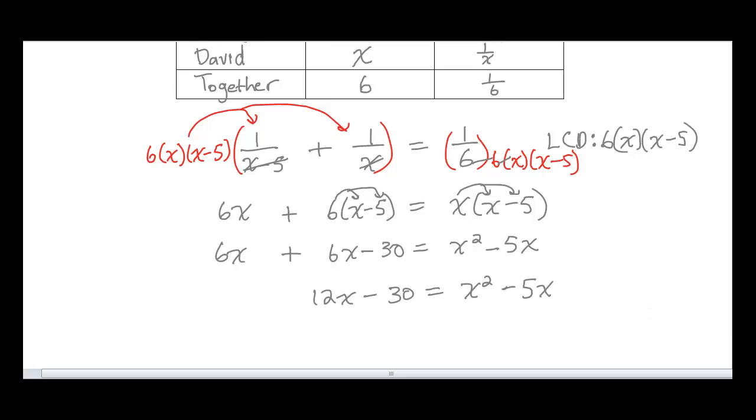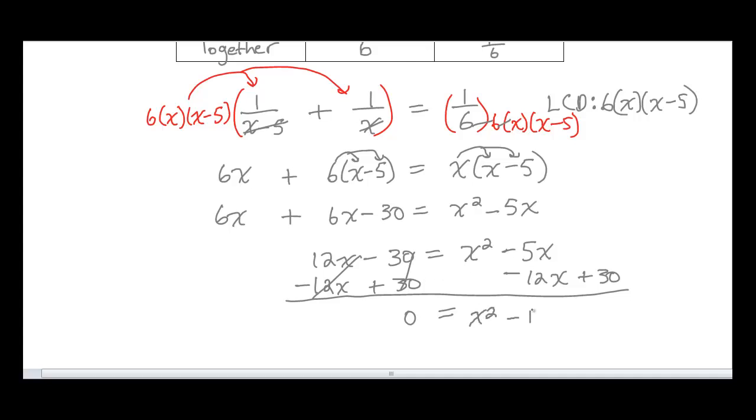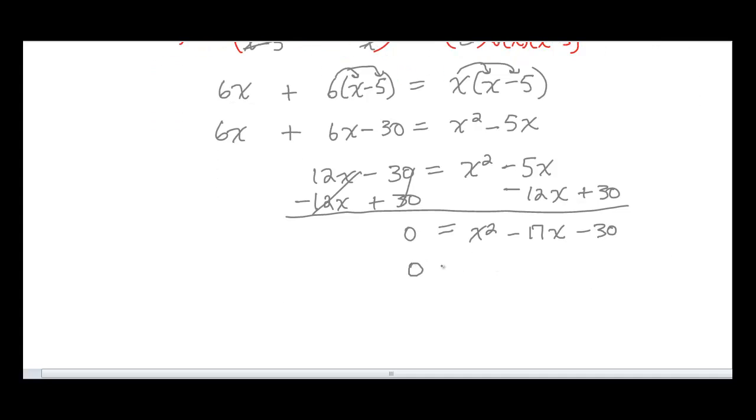Of course, with the quadratic equation, we're going to get everything on one side set equal to 0. So I need to subtract 12x from both sides. But at the same time, I need to add 30 to both sides. Okay? And so I get 0 because everything here cancels. And I have an x squared minus 17x plus 30. And of course, the only way we know how to solve this is by factoring.